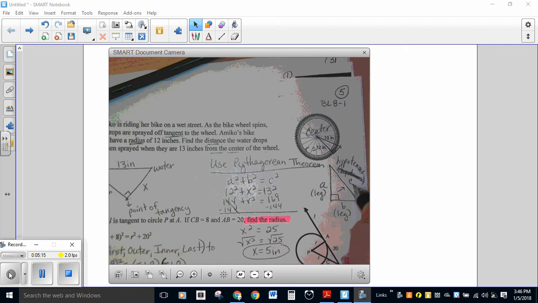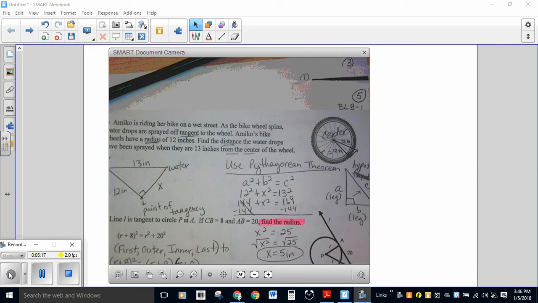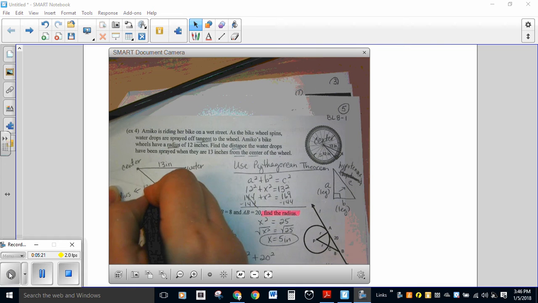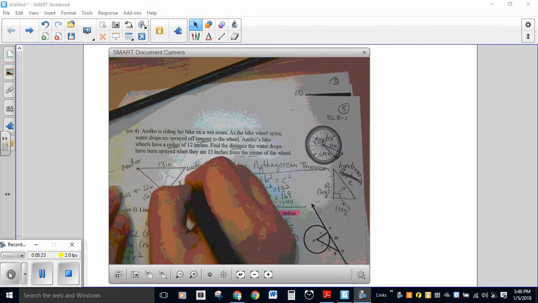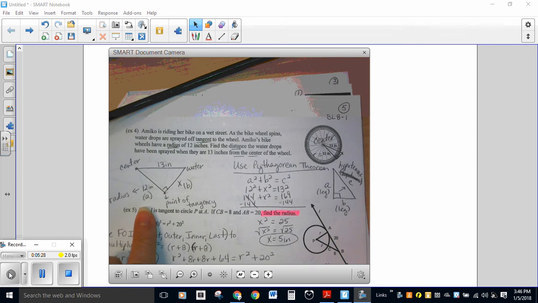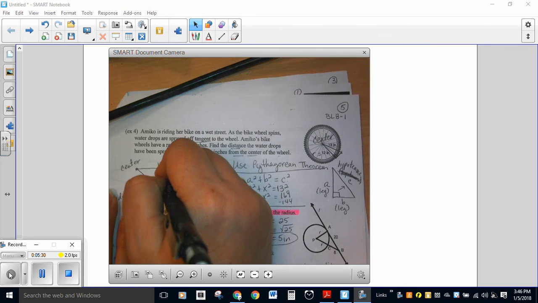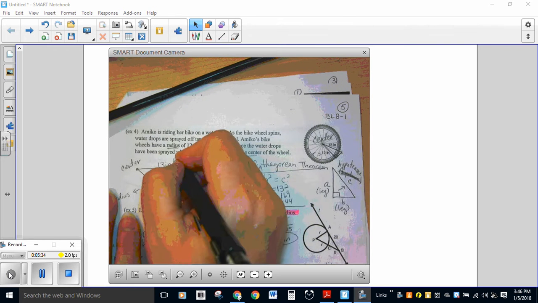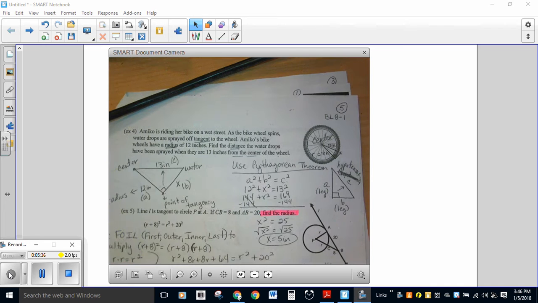So in our diagram, A would be 12, B would be X, or you could reverse them, say X is B and 12 is B. It doesn't matter. The one that does matter is C. C is always opposite the right angle, so 13 is C. So I plug in 12 for A, X for B, 13 for C.